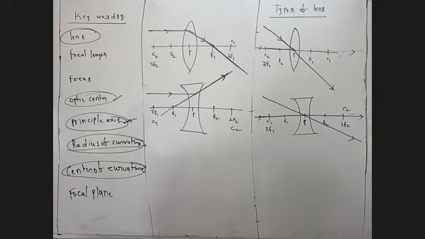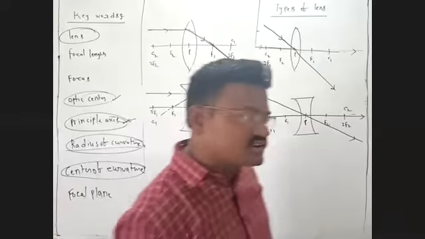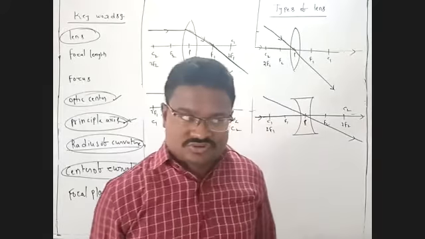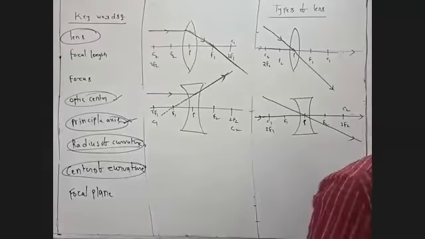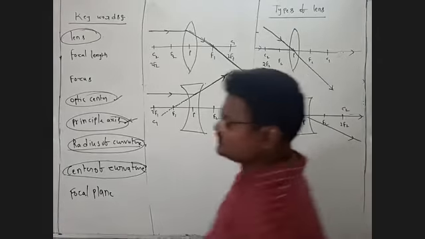Now I'm going to explain that a convex lens acts as a convergent lens and a concave lens acts as a divergent lens. In this explanation, I'm going to explain the focus problem.